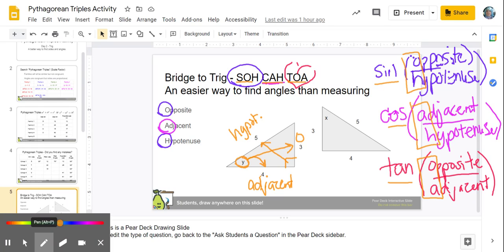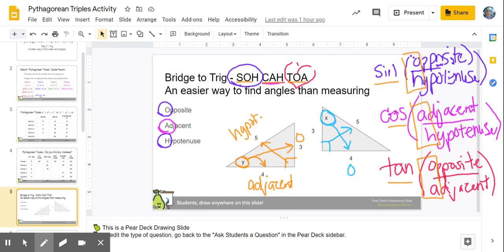If we look at the triangle a different way, we look at it from the X. What's the opposite side from the X? The 4. So the O changed from the 3 to the 4. What's the hypotenuse? 5. The hypotenuse never changes. The hypotenuse is always the side across from the right angle.